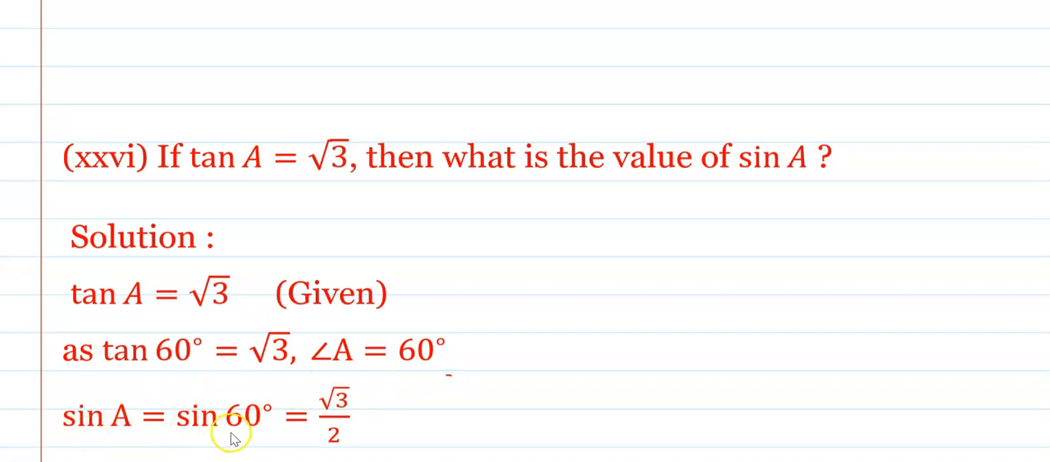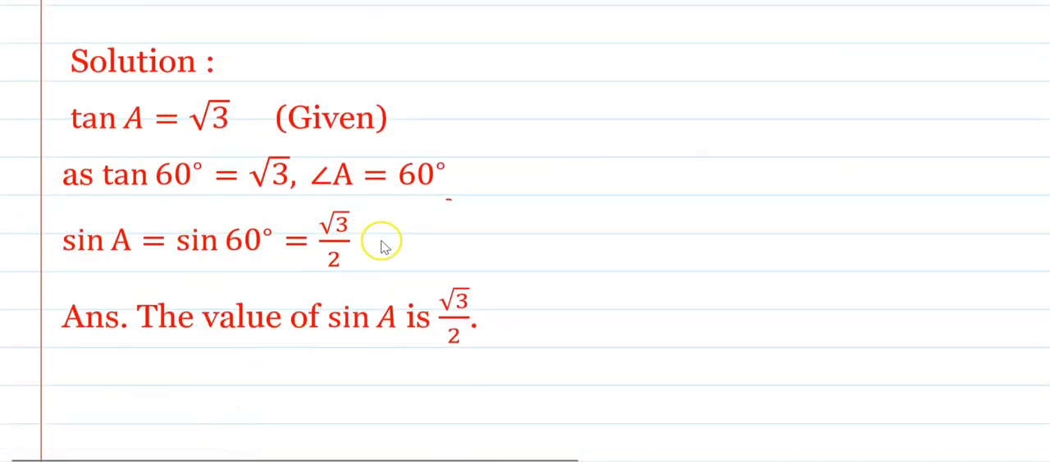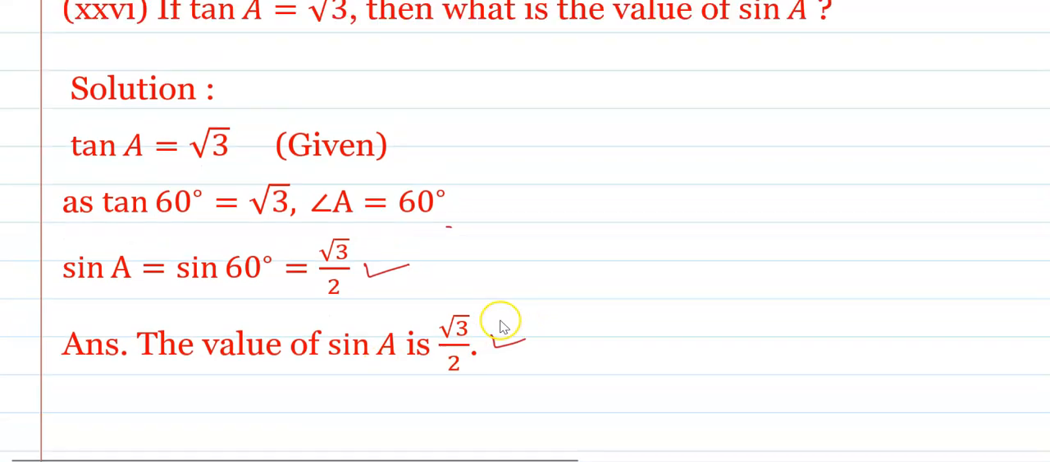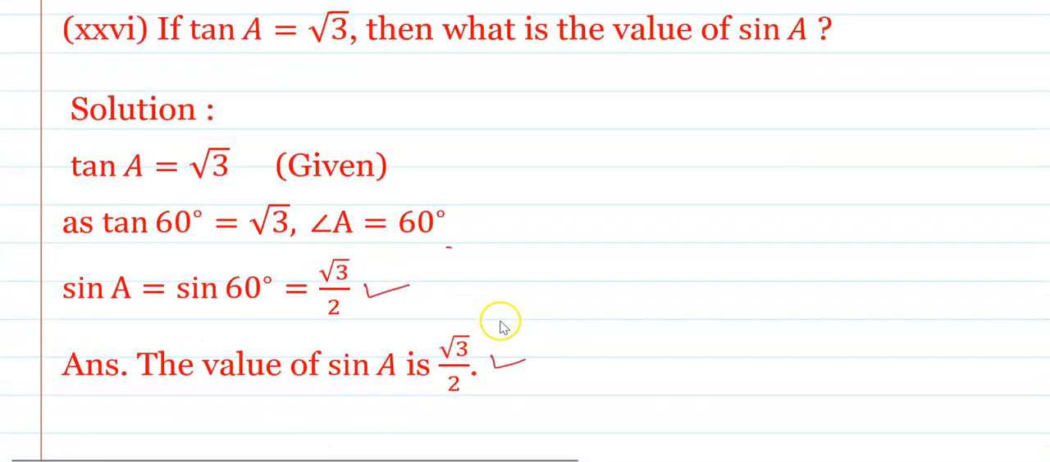But what about the sin A? Sin A is sin 60. The value of sin 60 is root 3 by 2. And therefore, the value of sin A is root 3 by 2. Okay, this is the value of sin A.